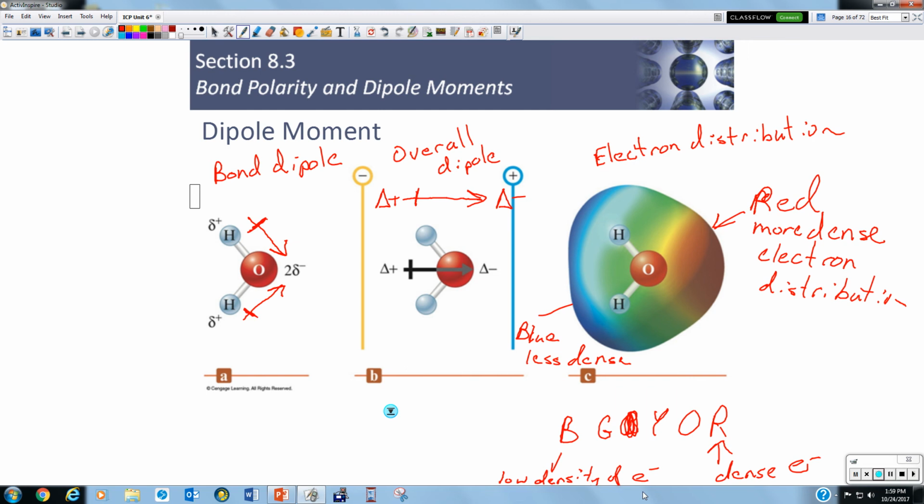All right. So let's look at a different molecule than water. And, oh yeah, one other thing. Overall, is this a polar or non-polar molecule? It is very polar. It is a polar covalent.